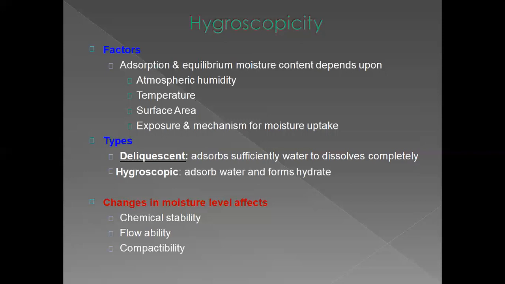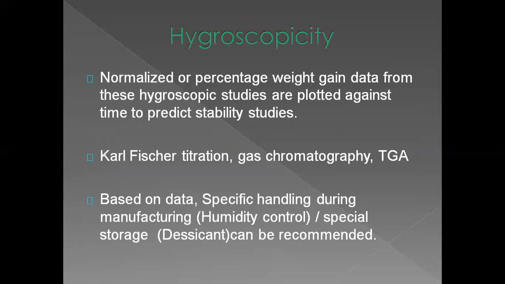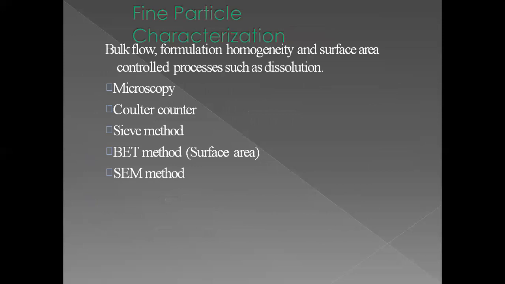Another analytical method for monitoring moisture level is gravimetry, TGA, Karl Fischer titration, or gas chromatography, depending upon the desired precision and the amount of moisture absorbed onto the sample. As we told earlier, next is the fine particle characterization.